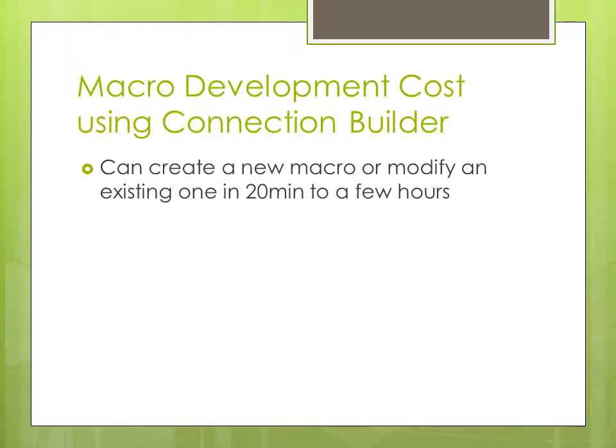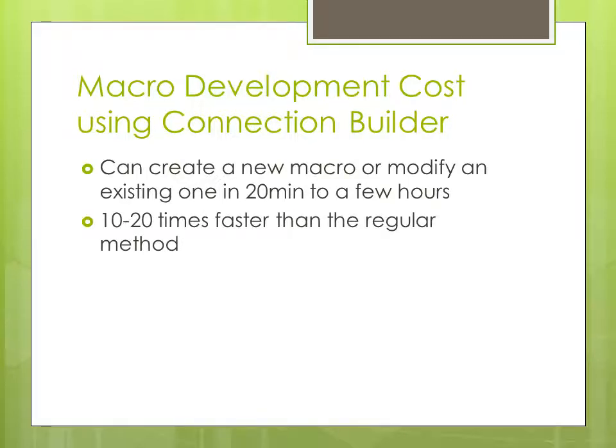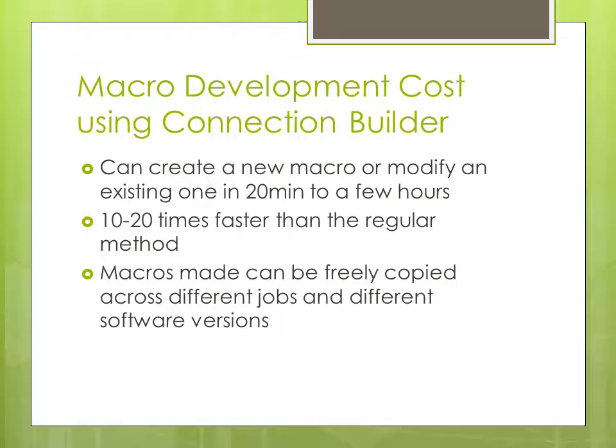On the other hand, using the Connection Builder software, you can create a new macro or modify an existing macro in between 20 minutes to a few hours, depending on how many elements are required in the macro. It is 10 to 20 times faster than the regular method, and macros can be freely copied across different jobs and different software versions.